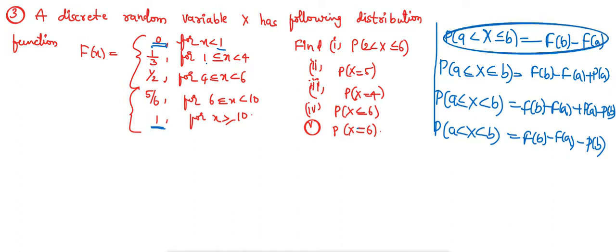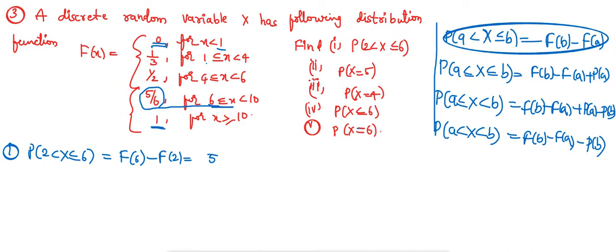Now we find them. For the first one, the probability of 2 less than x less than or equal to 6 is nothing but F of 6 minus F of 2. F of 6 means the 6 limit is related with 5 by 6. So it is 5 by 6 minus F of 2, which is in between this limit, so that is 1 by 3. Taking the LCM, 6 is the LCM, so 5 minus 2 by 6 equals 3 by 6 equals 1 by 2.